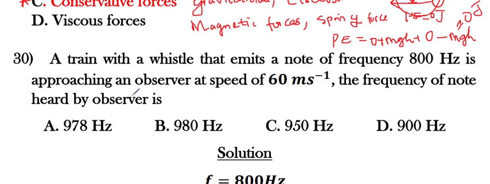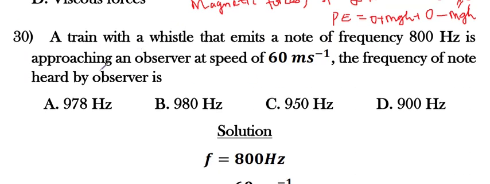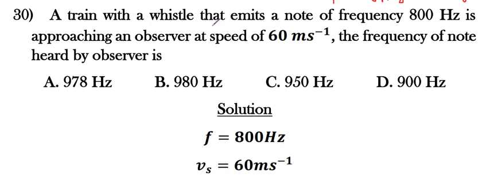So let us move to question 30, which reads: a train with a whistle that emits a note of frequency 800 Hz is approaching an observer at a speed of 60 meters per second. The frequency of the note heard by the observer is A, B, C, or D. So you're given the options A, B, C, and D.